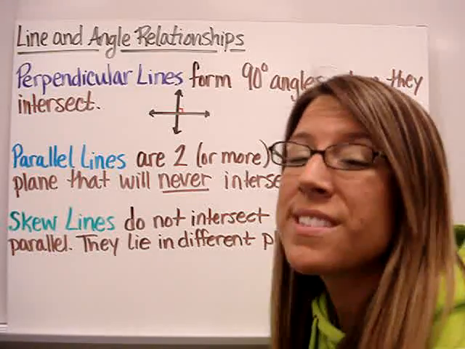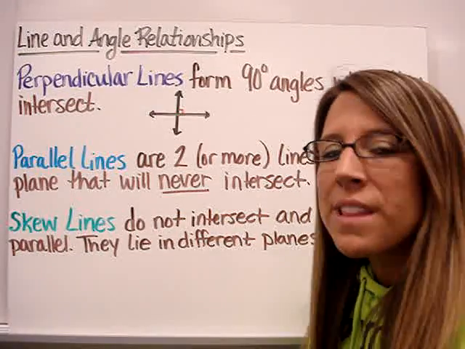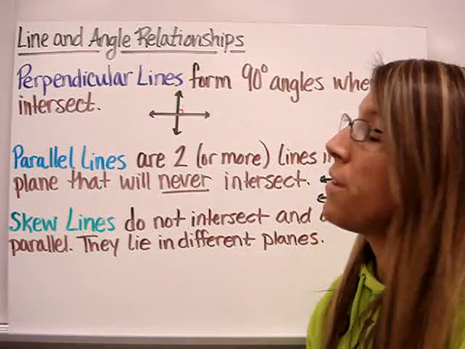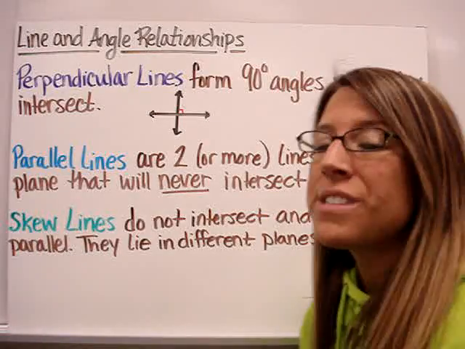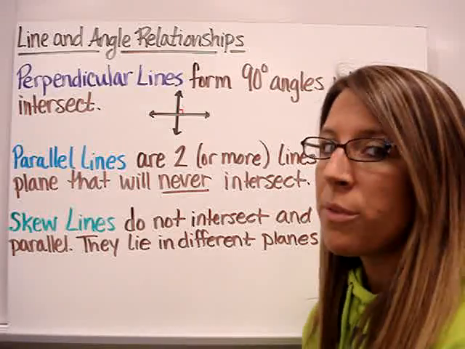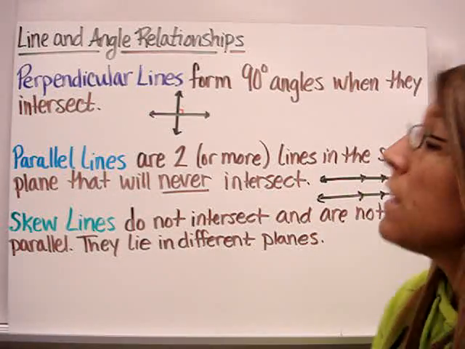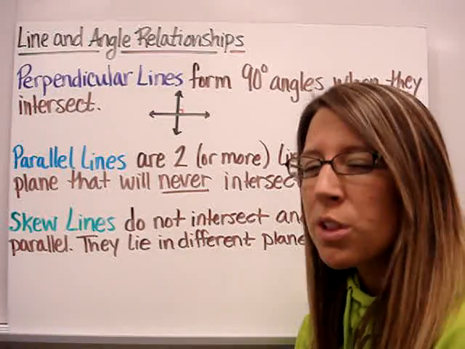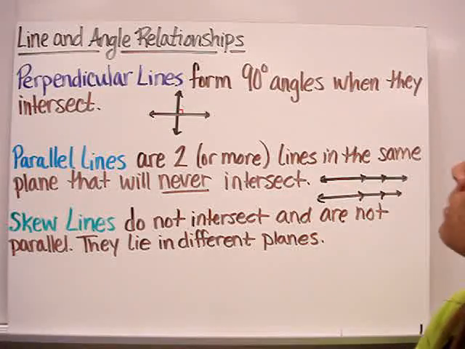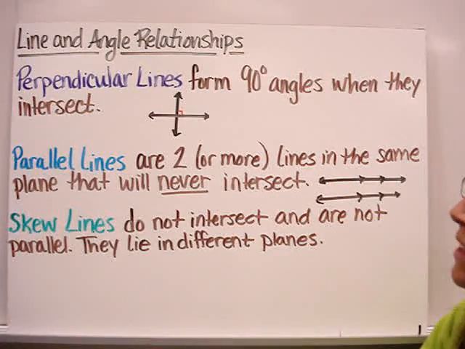In this lesson, we're going to discuss lines and angles and the relationships that they often have with each other. The first bit here, we just have some definitions, and I want you to understand what we've got going on. First, perpendicular lines. I'm going to use the phrase perpendicular quite frequently. Perpendicular lines form 90-degree angles when they intersect.